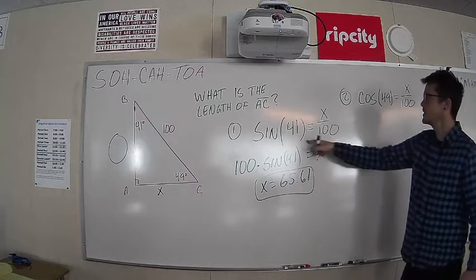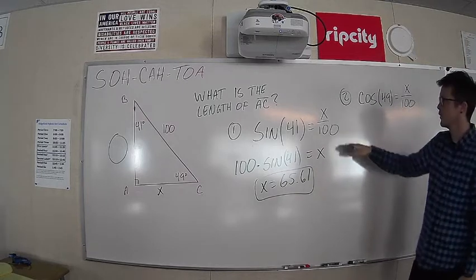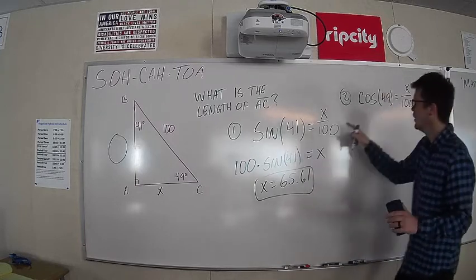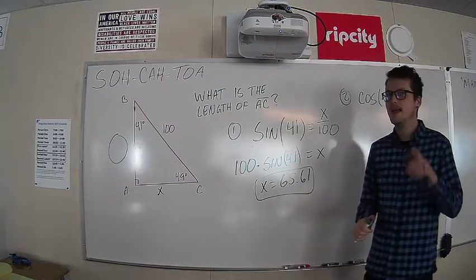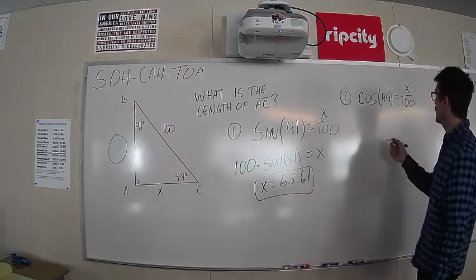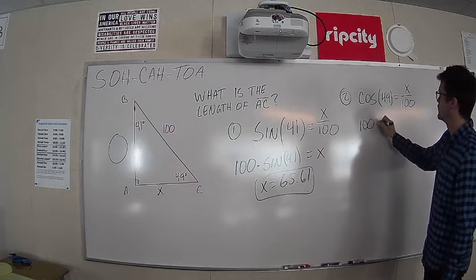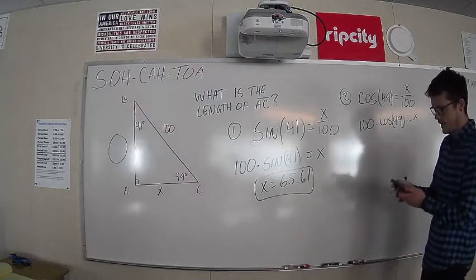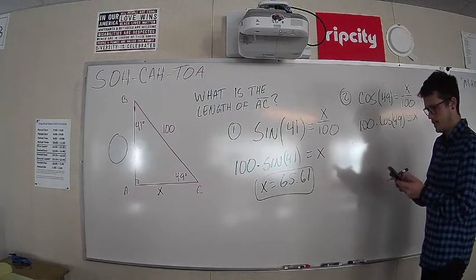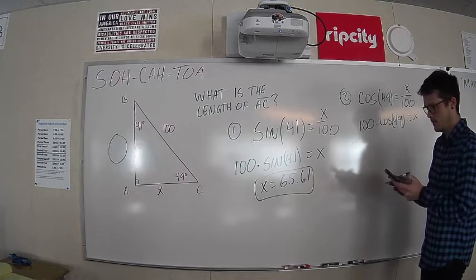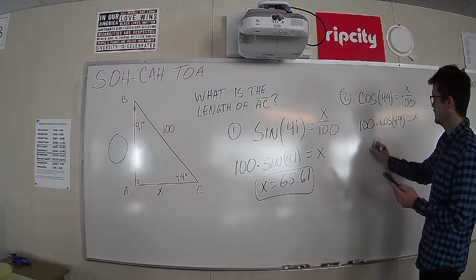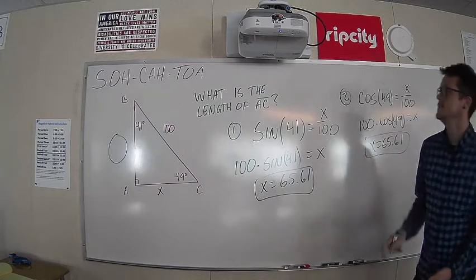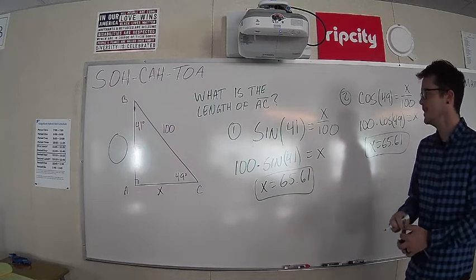Notice how these are pretty similar, at least on the right-hand side, X over 100, X over 100. That implies that sine 41 has the same value as cosine of 49. That's pretty crazy. We'll come back to that. Okay, multiply both sides by 100: 100 times cosine of 49 equals X. Again, calculator, typing in 100 times the cosine of 49, close my parenthesis, and I got the same thing. Excellent, 65.61. So that side is indeed 65.61 units in length.